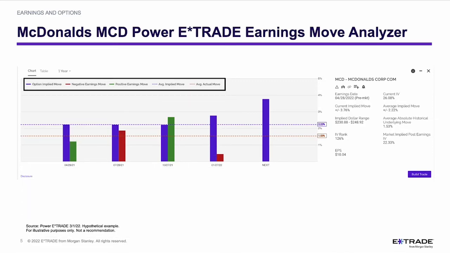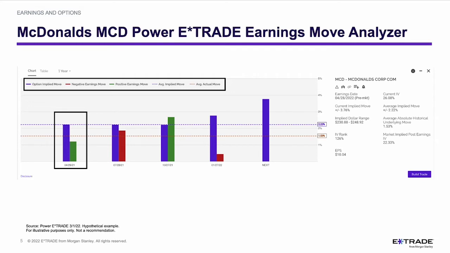So I've got McDonald's in here in the Earnings Move Analyzer, and across the top you can see that we're going to look at options implied move, a negative earnings move, positive earnings move, average implied move, and an average actual move. If we go back to the earnings that was April 29th of 2021, you can see that with the purple line, the implied volatility was anticipating a pretty decent move here, over 2%, 2.22% to be exact. And then you can see with the green line that the stock did move to the upside after earnings, but it did not move as much as the implied move would have anticipated.